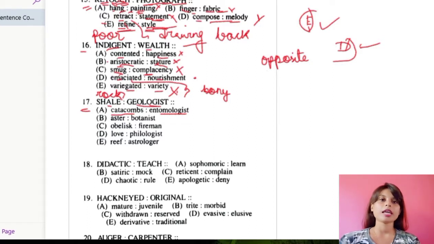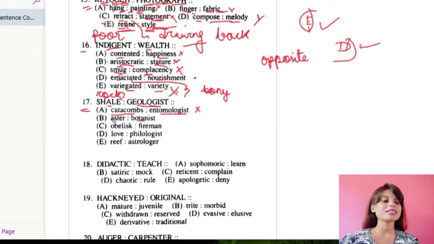Okay. And who is an entomologist? An entomologist is a person who studies or is basically an expert in the branch of zoology which is concerned with insects. So these two are not making any sense. Like catacombs are talking about dead bodies of humans, and an entomologist is the person who studies insects. So no connection at all. So we cannot consider this. I'm striking this out.